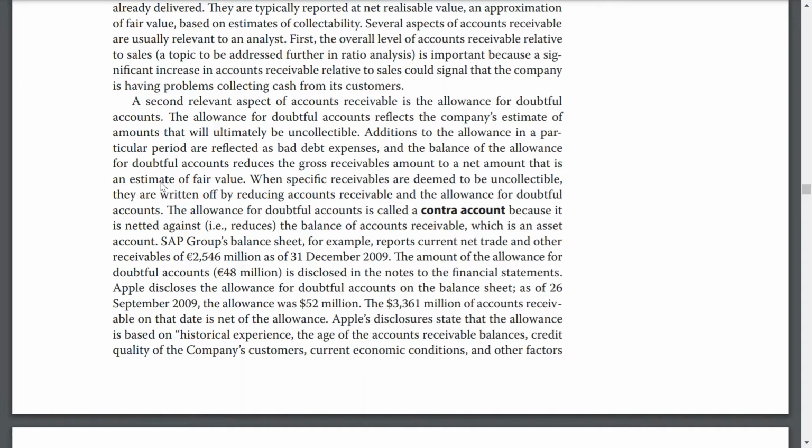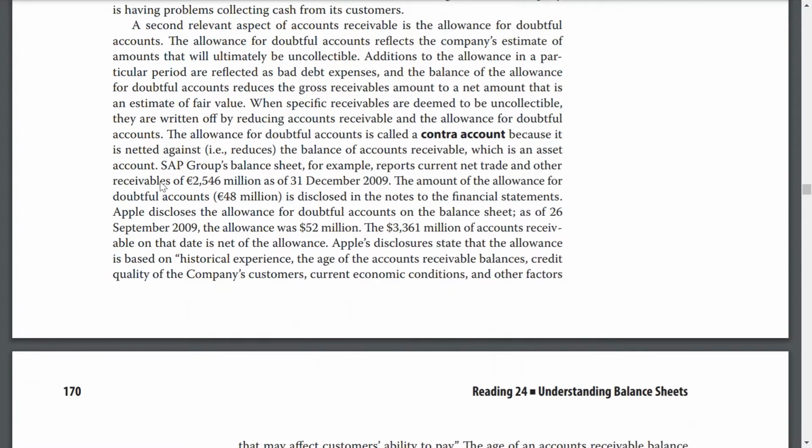When an asset account, the SAP Group's balance sheet, for example, reports current net what unicorns? September 2009 allowance, yeah. Okay.